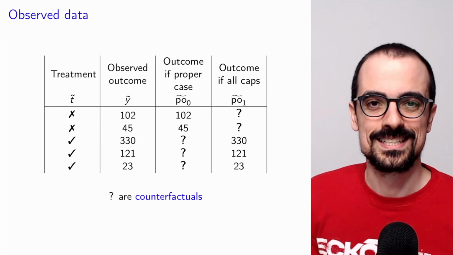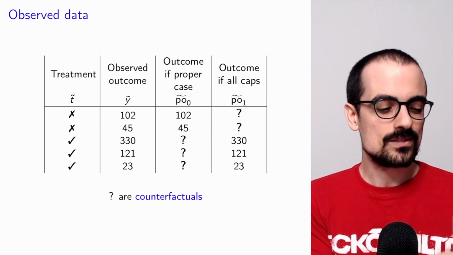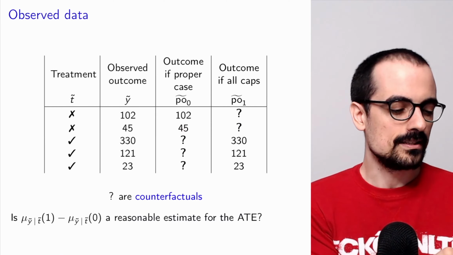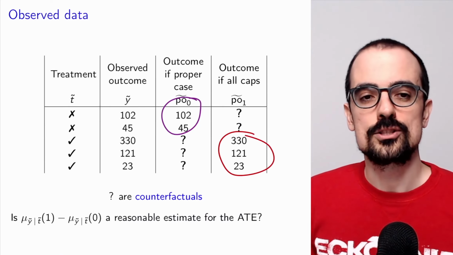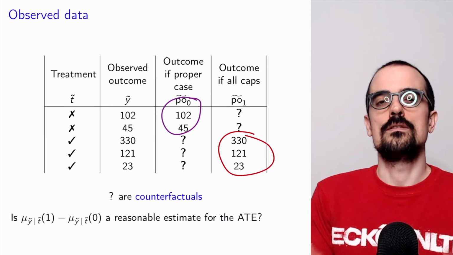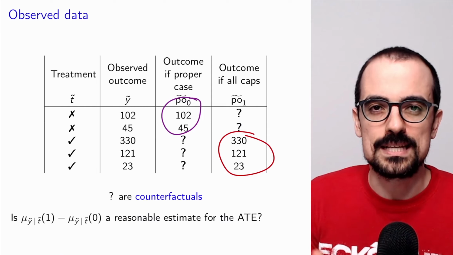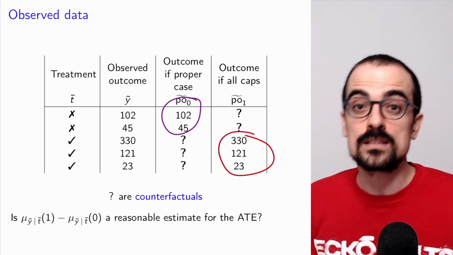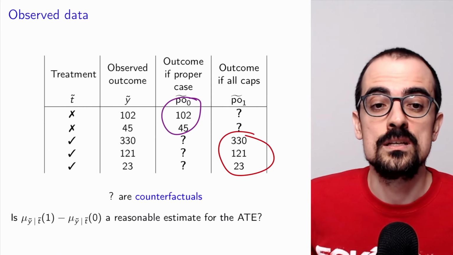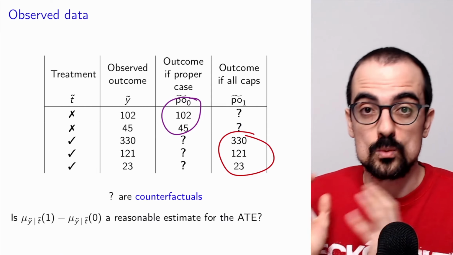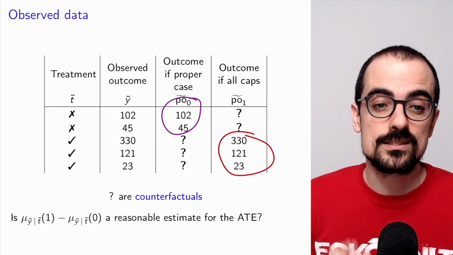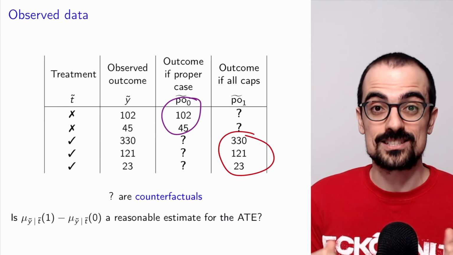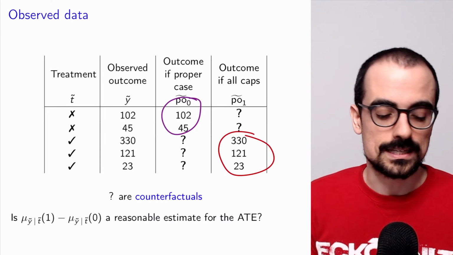Well, we don't know. The key question here is whether I can just average these and subtract the average of these to determine the causal effect of changing the title. Is that a reasonable estimate for the average treatment effect, which is the difference between the means when there is treatment and when there is no treatment? And the answer is that you cannot always assume that this is a reasonable estimate. It can actually be a severely distorted estimate.